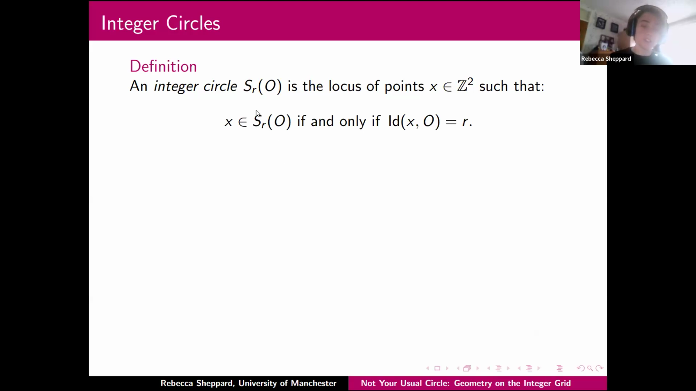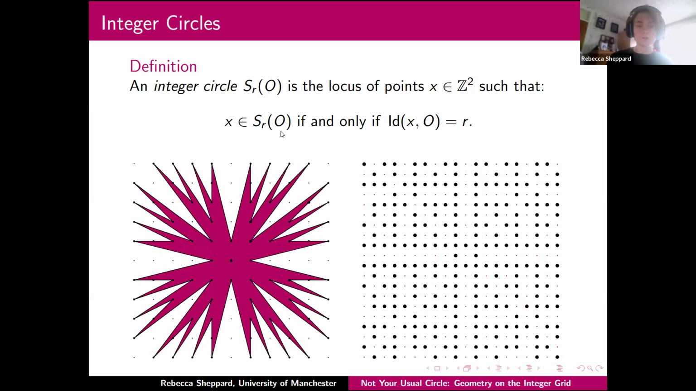So here r is the radius of our integer circle, and O is the centre of our integer circle. So I have some pictures here. On the left, we have the picture we had from before. This is called a Fourier starburst, and we get this by joining up the points which are on our integer circle, and I've coloured in the interior.